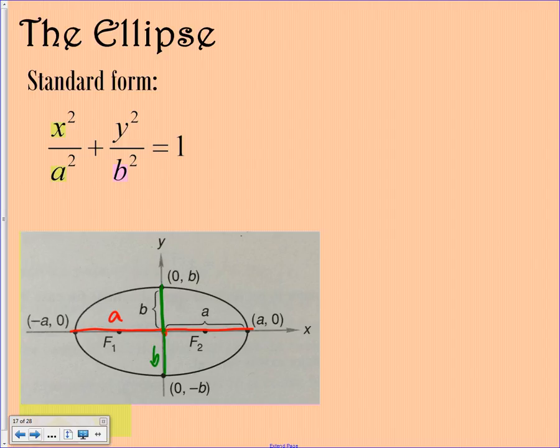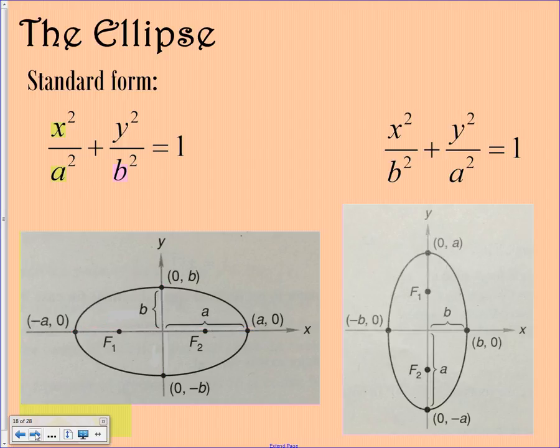So that's the standard form if it is horizontal. If it is vertical, then it's going to be x squared over b squared plus y squared over a squared. Your a squared is always the bigger number. So if it is horizontal, the larger number is going to go under the x. And if it is vertical, the larger number is going to go under the y value. So after you finish drawing those, we'll go on to the next example.